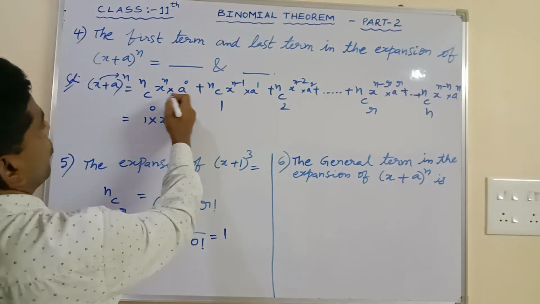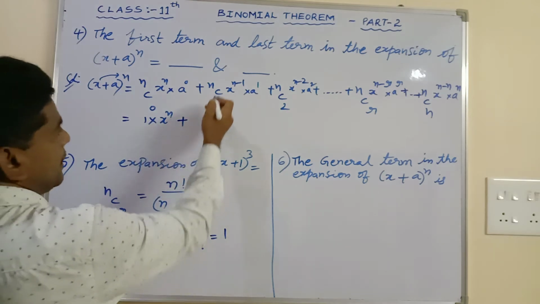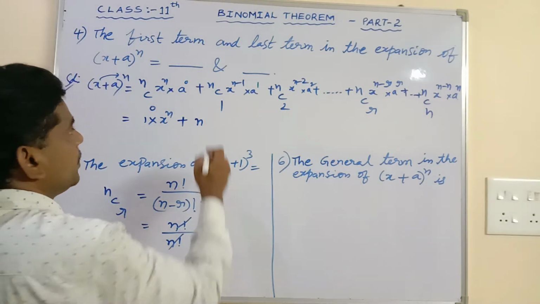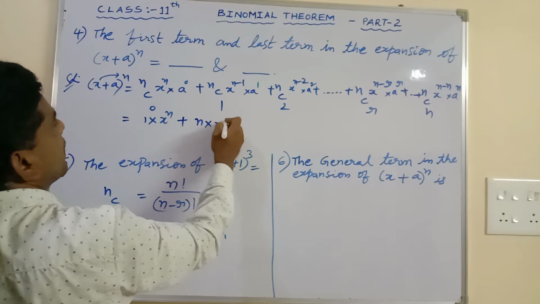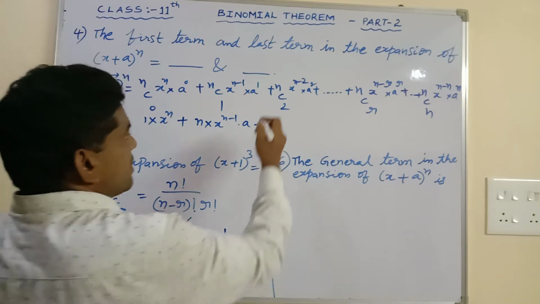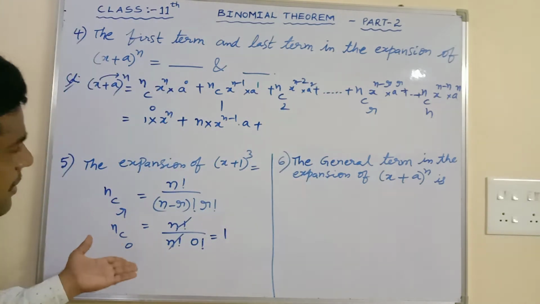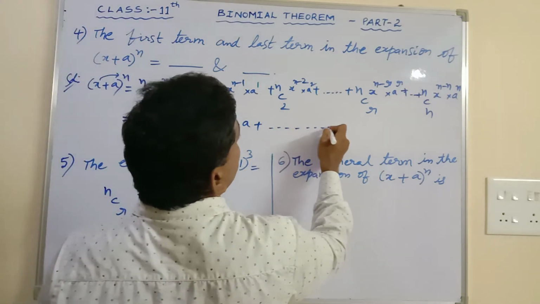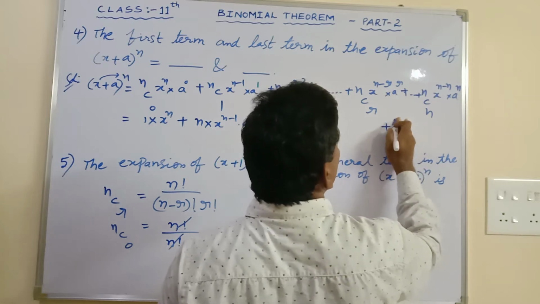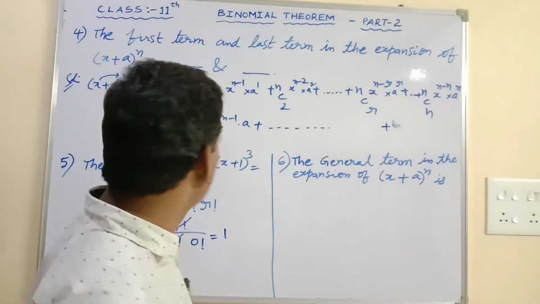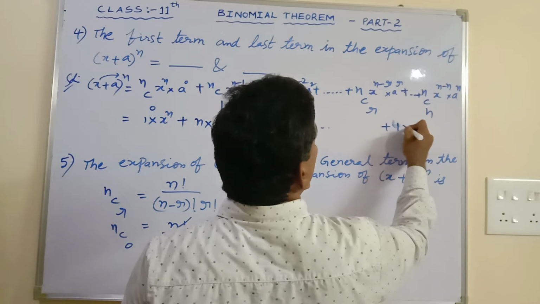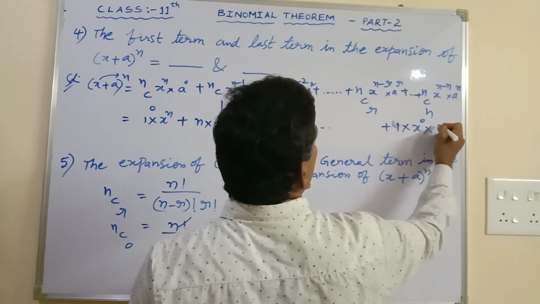You can write here 1, that's right, plus nC1 value, similarly you can find, that is n into x power n minus 1 into a, plus nC2 value also you can find like this. So plus and so on. What is the last term here? Plus nCn value also. nCn value also we know is 1 only by using this formula. So 1 into x power 0 into a power n.